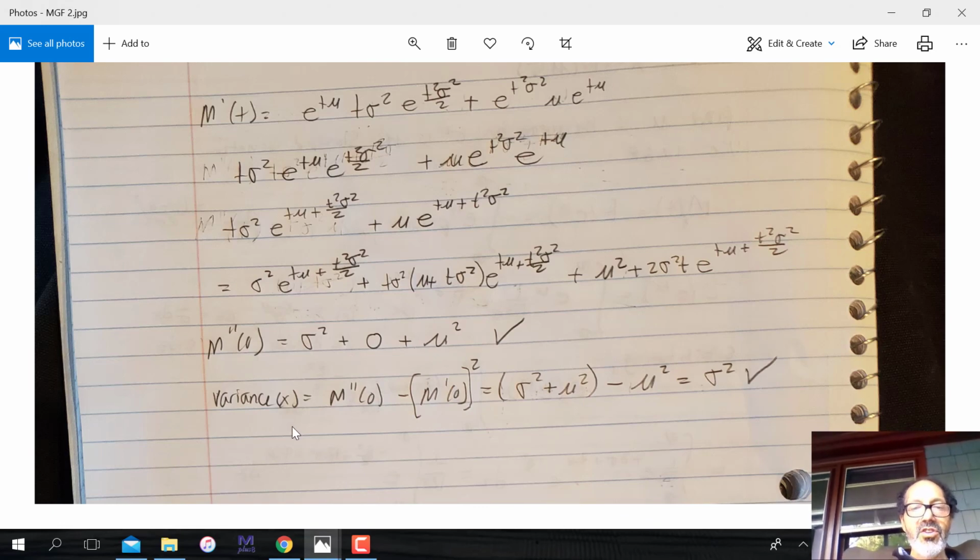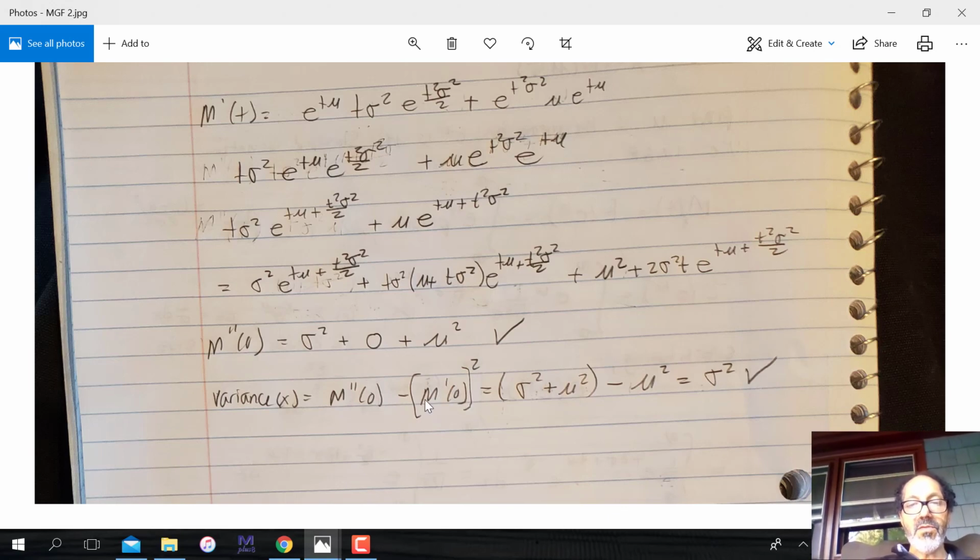Last thing we need to do is find the variance, and the variance is the second derivative of the moment generating function minus the first derivative of the moment generating function set at 0, squared. Both of them are set at 0, t is equal to 0. This one is squared. This is equivalent to the expected value of x squared minus the expected value of x, the whole thing squared, if we didn't use the moment generating function.